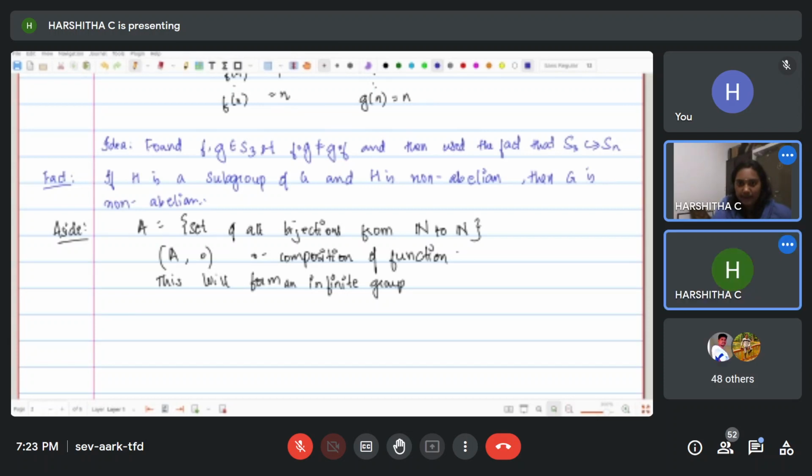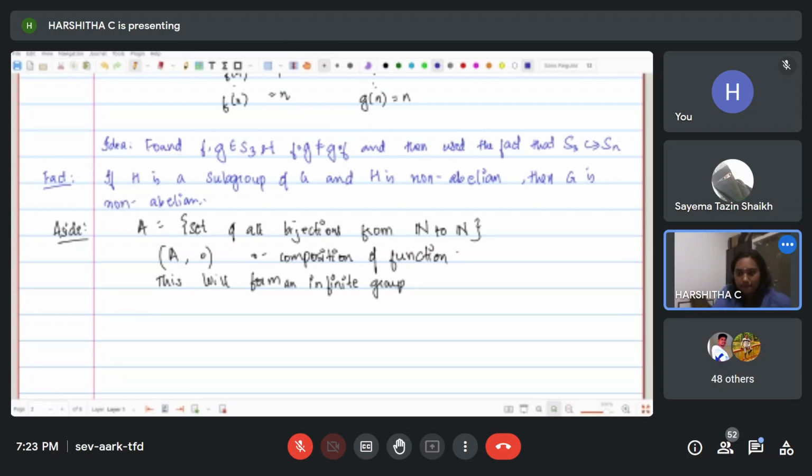Hello, ma'am. Hello. Yes, please. Hi, ma'am. You defined a function in S3 like that. If we change the function like f of 1 goes to 1, f of 2 goes to 2, and f of 3 goes to 3, and same for the g also, then will it work as abelian?